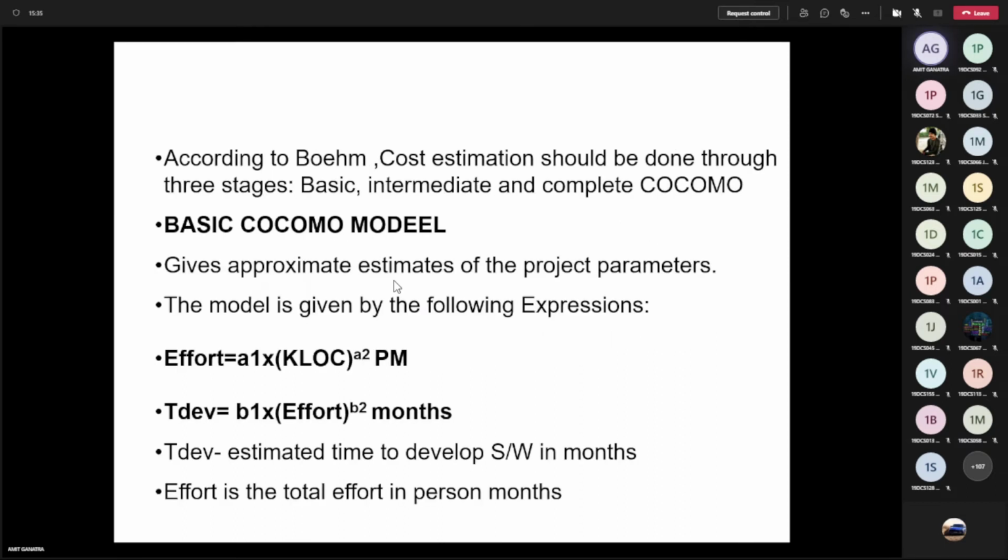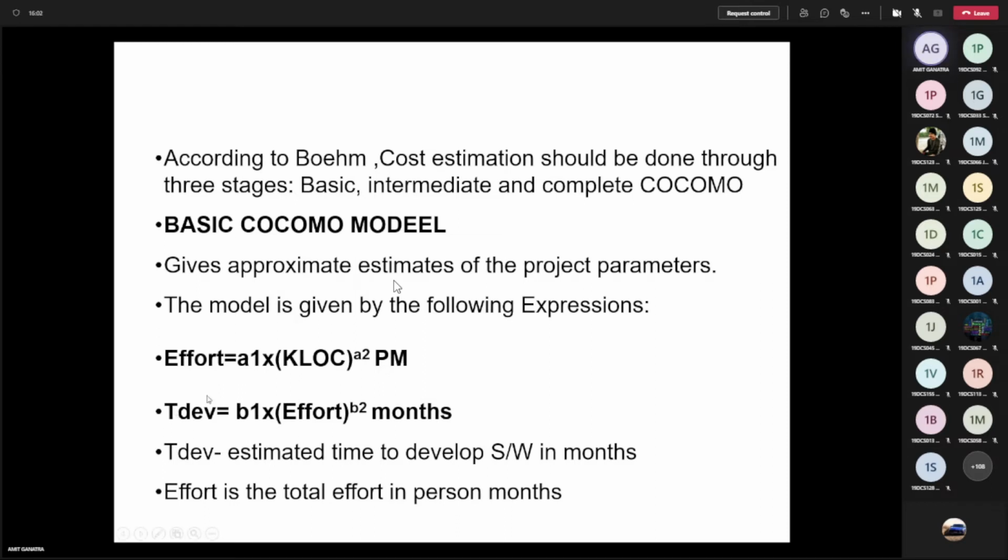So according to Boehm, cost estimation should be done through 3 stages. First is basic, second is intermediate, and third is complete. So let us start with the first, basic. First we'll see the basic COCOMO model, and as it is basic, you can consider that it gives approximate estimation of the project parameters, not exact. And there are 2 equations, so please remember all these equations.